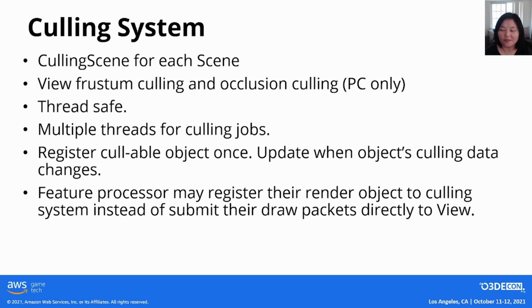Using the culling system is simple. You just need to create the cullable for your object and register it to the culling scene. If the object's culling data is changed, you need to tell the culling system to update the cullable. The culling system will submit the cullable's draw data once it's not culled. You shouldn't need to submit the object's draw data to the view yourself.